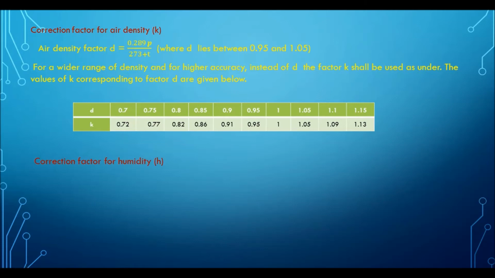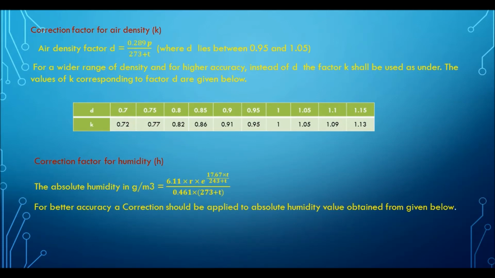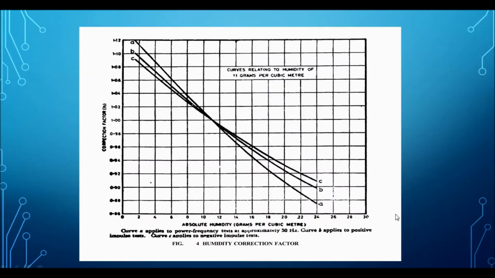Then the correction factor for humidity. Absolute humidity is in grams per meter cube. This is the formula for the humidity correction factor, where T is the temperature and R is the relative humidity. For better accuracy, a correction should be applied to the absolute humidity value obtained from the given table.